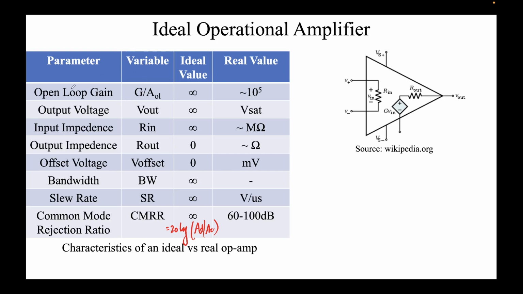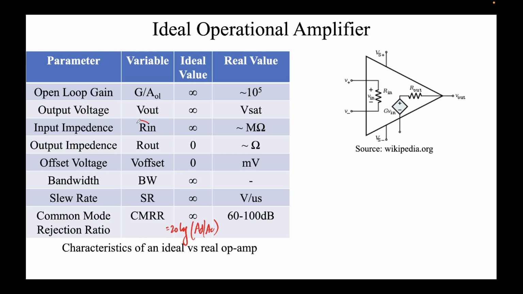Similarly, this is the most important thing, the open loop gain, usually denoted by G or AL or AOL. Ideally its value is infinite. A real case scenario is more like 10 to the power 5. All right, just to reiterate, we will only be talking about ideal operational amplifiers unless the problem says otherwise. So these are the values.